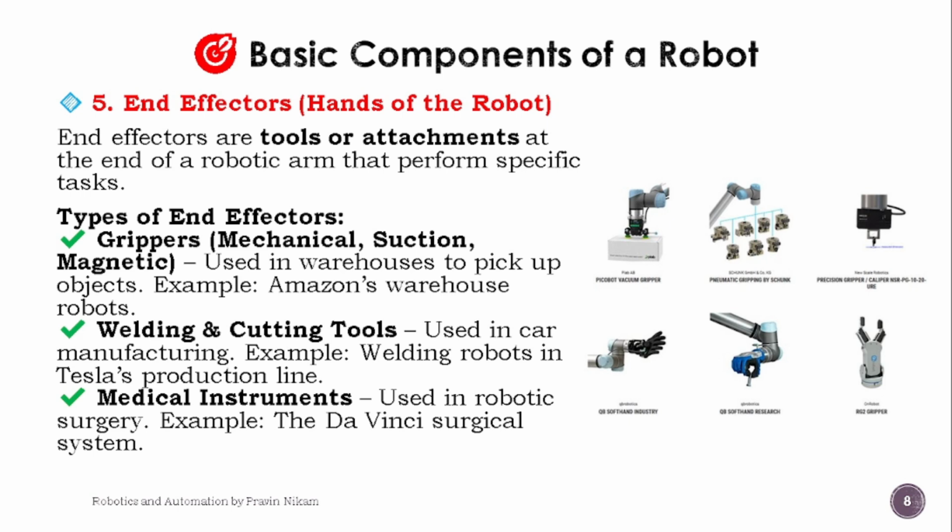Then the second end effector is welding and cutting tools. They are used in car manufacturing, for example, welding robots in Tesla's production line. And then medical instruments used in robotic surgery, for example, the da Vinci surgical system.